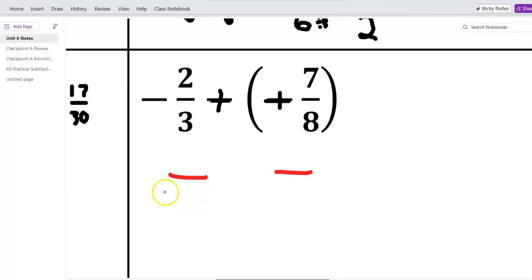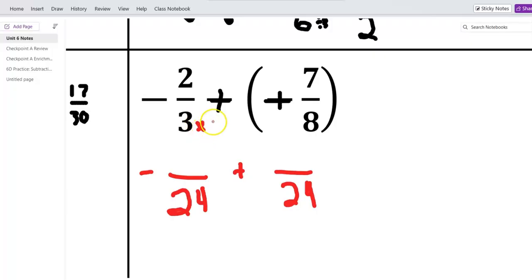And I know the common denominator between 3 and 8 is 24. That is the lowest common denominator. So we're going to make these both 24s. So to get a 3 to become a 24, we would need to multiply it by 8. And so we also have to multiply the top by 8. And 2 times 8 is 16. To make the 8 become a 24, it would have to be multiplied by 3. So we'd have to also multiply the 7 by 3, which is 21.